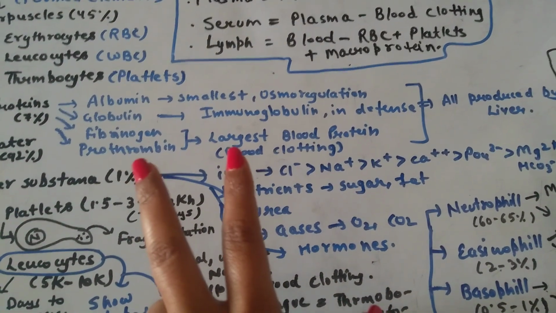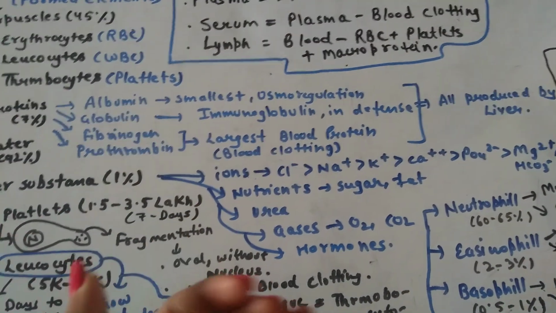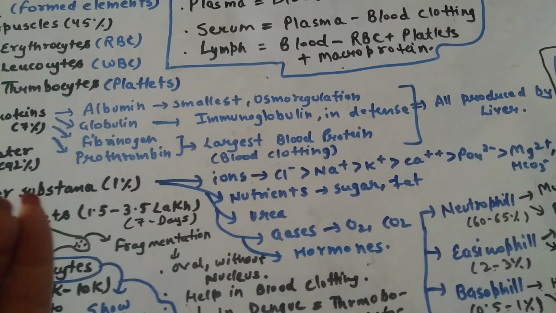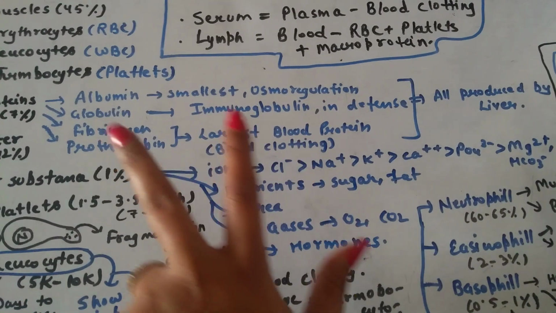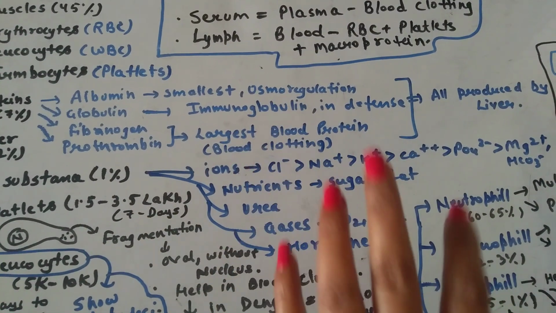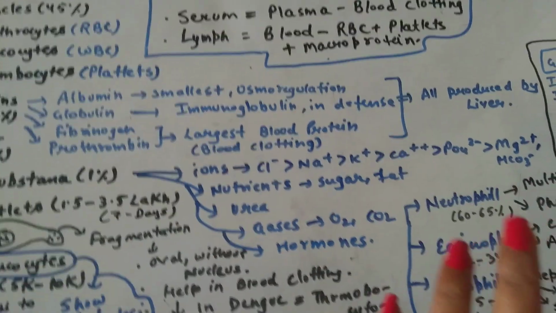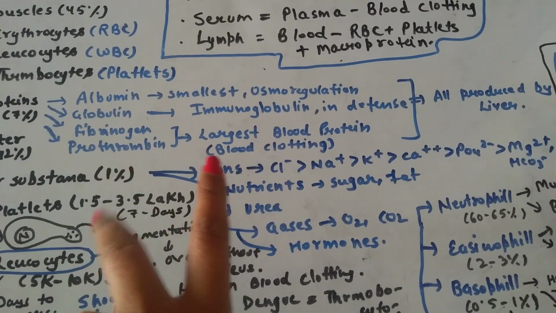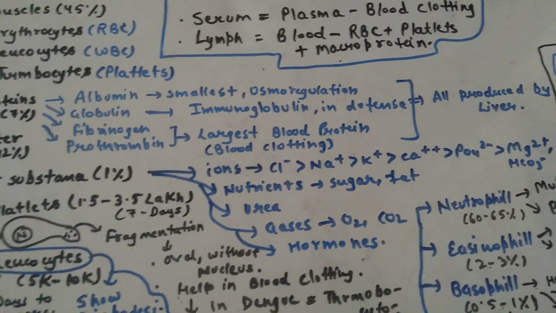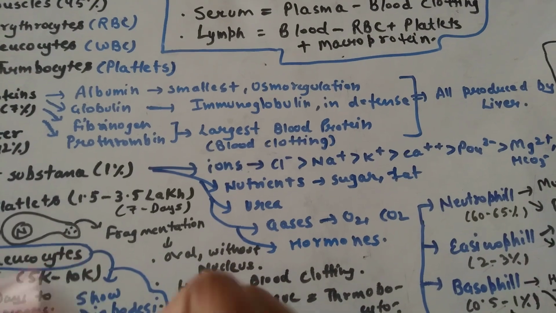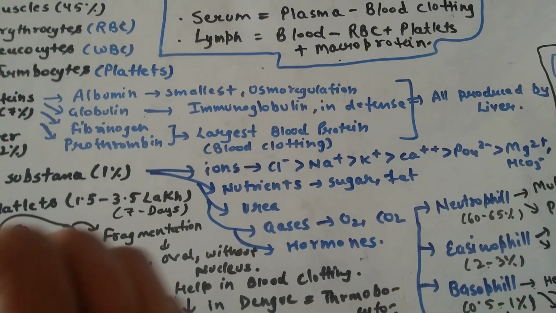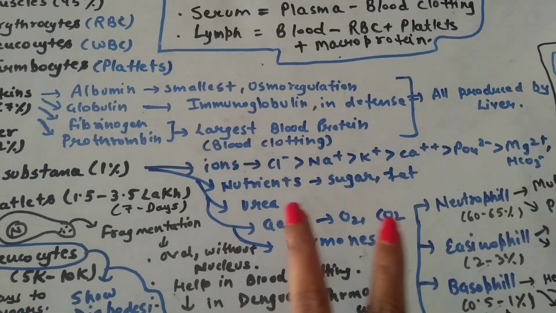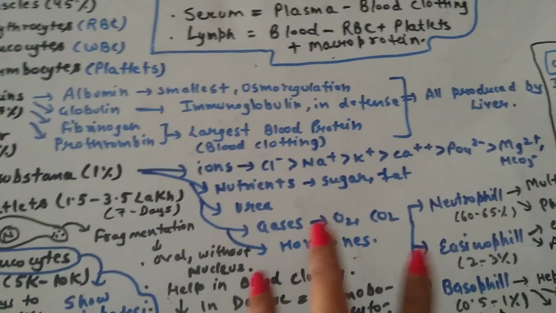What are the functions of globulin? As you have already heard about immunoglobulins, basically the antibodies that participate in the defense mechanism, globulin forms the immunoglobulin part of plasma, which helps in the defense mechanism. The third one is fibrinogen and the fourth one is prothrombin. Basically, these are clotting factors in blood clotting. Fibrinogen is the first clotting factor and prothrombin is the second clotting factor. These are the two largest blood proteins which act as clotting proteins.